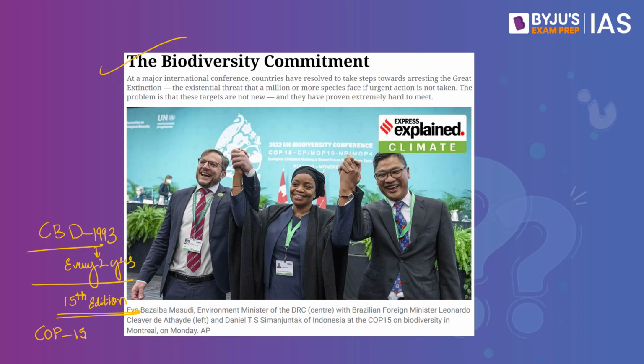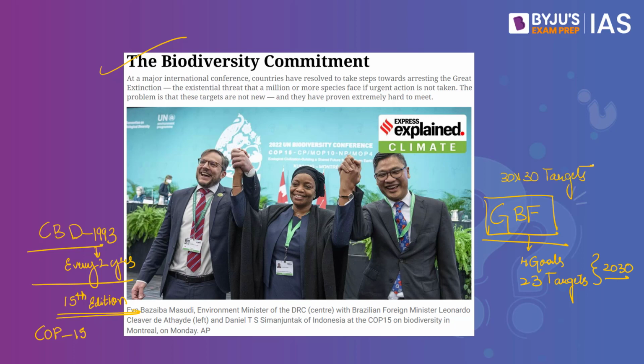The Montreal Conference has delivered a new agreement called the Global Biodiversity Framework. And this contains 4 goals and 23 targets that have to be achieved by the year 2030. The most significant part of these 4 goals and 23 targets is what is commonly known as the 30 into 30 targets. What is this 30 into 30 target?